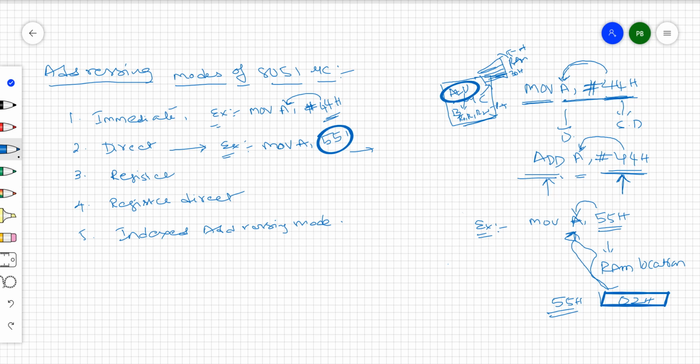Right? This is called the direct addressing mode. 55H will not move to the accumulator. Whatever the data present in this location will move to the accumulator.